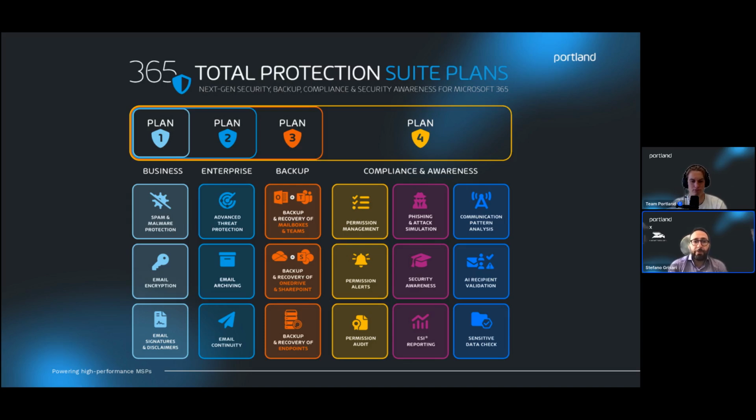Then we have plan 3. Plan 3 is with backup. So here we're talking about mailbox backup, of course, but we're also going to talk about some other features on that. So we're going to talk about backup of Teams conversations. We're going to talk about files backup as well, all the files that are shared in Teams, which can be pretty important in some companies. We'll be talking also about backup of OneDrive files, SharePoint, calendars, and contact lists as well. And we can even go onto the Windows workstation backups.